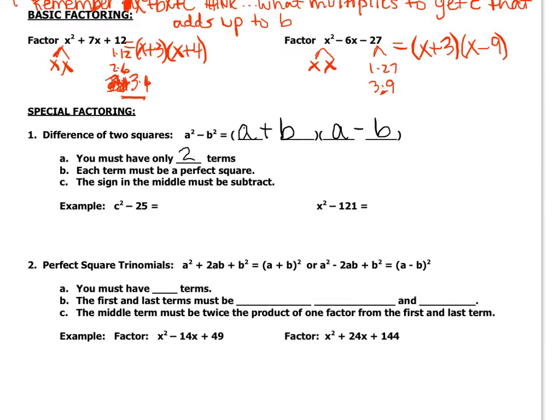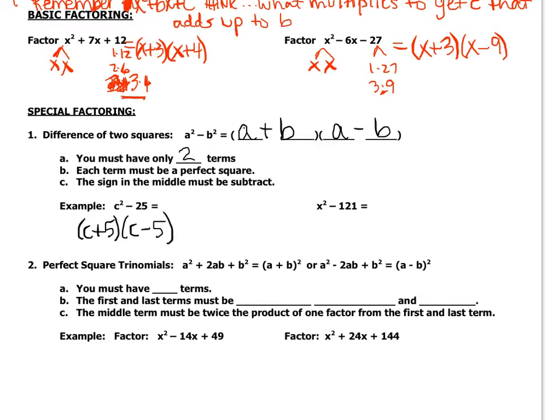Each term must be a perfect square, and the sign in the middle must be subtract. So this is what you have to keep in mind. Looking at this first one, this is a perfect square, this is a perfect square, and we have a subtraction here. The square root of c squared is c, the square root of 25 is 5. So this factors into c plus 5 times c minus 5.